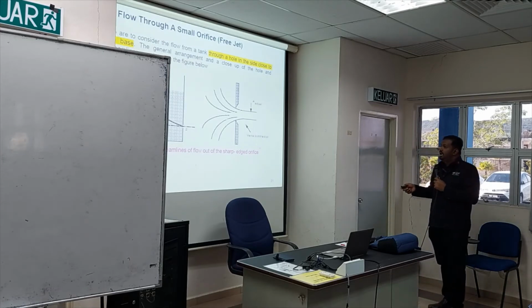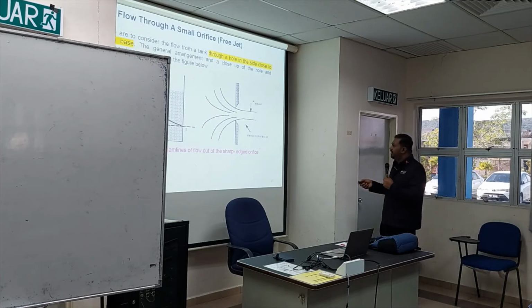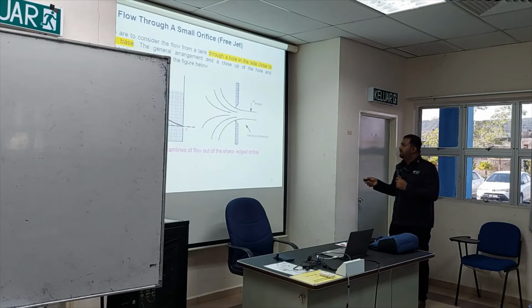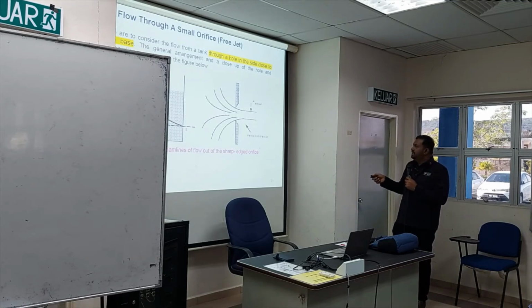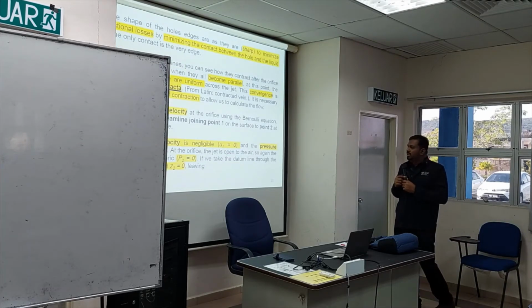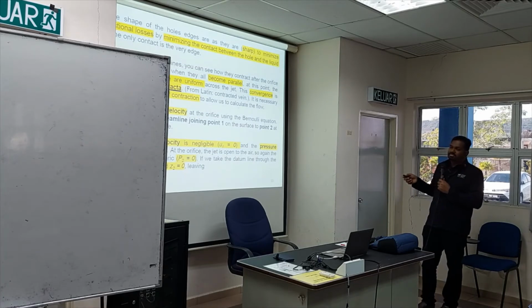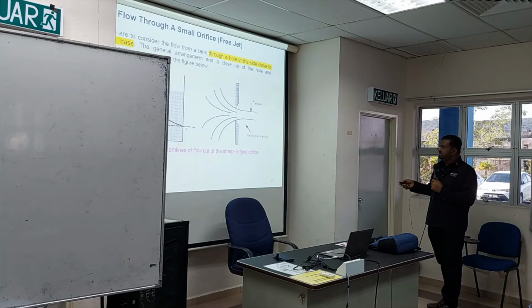Okay, and here it will be like this, it won't be straight. Dia akan ada sedikit angle lah, that we call as a vena contracta. And you will have the actual flow. Okay, so some of the important stuff from here. Okay, the shape of the hole edges are sharp. So kalau you tengok dekat sini, dia sharp.